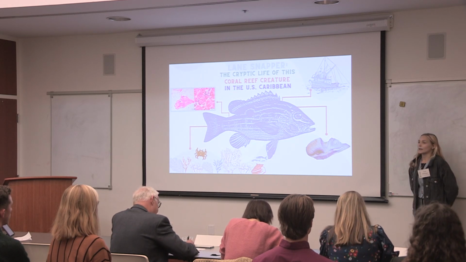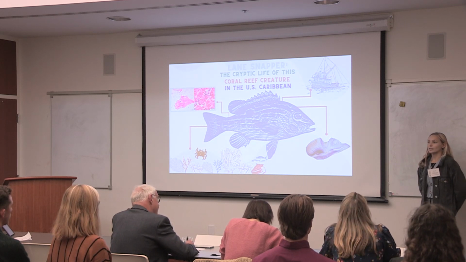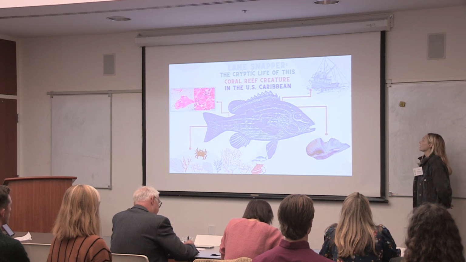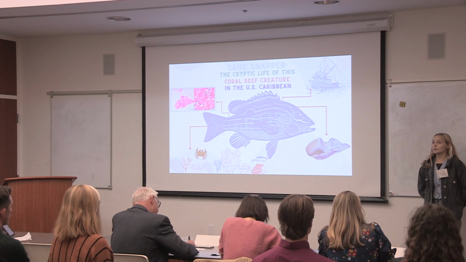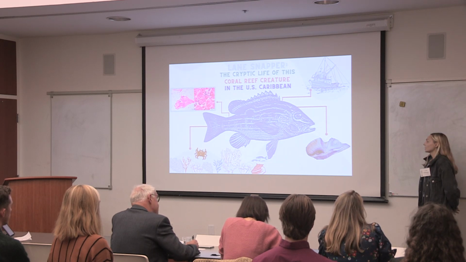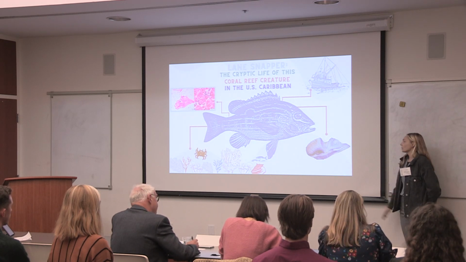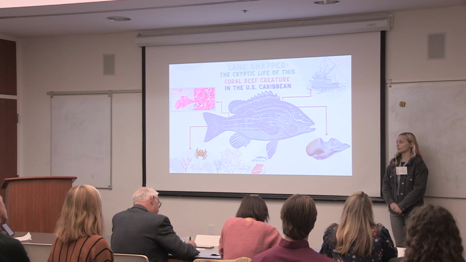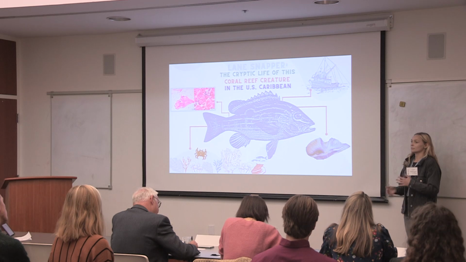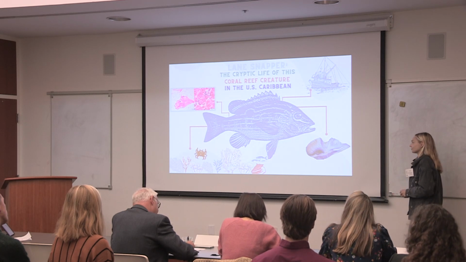So for my thesis, I'm collecting life history data on lane snapper in the U.S. Caribbean. The lane snapper is an important species in this region since many people rely on it for food. Additionally, lane snapper is a major predator in coral reef ecosystems, feeding on smaller organisms such as crabs and other fishes, keeping the population of these smaller organisms in check.